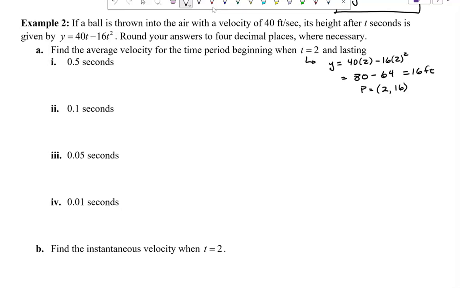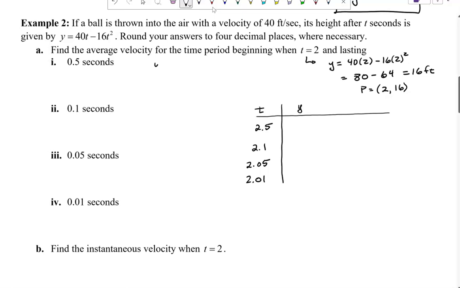From there, we're being asked to find the average velocity 0.5 seconds later, 0.1 seconds later, and so on. So we want to build a table where we have t values and y values. We're going to start with our 2 seconds and then add 0.5 to get 2.5 seconds, and then 2.1, 2.05, and 2.01. And we can plug in each of these t values into our function to find the height.